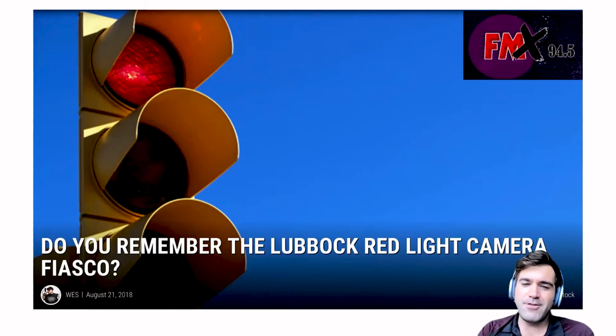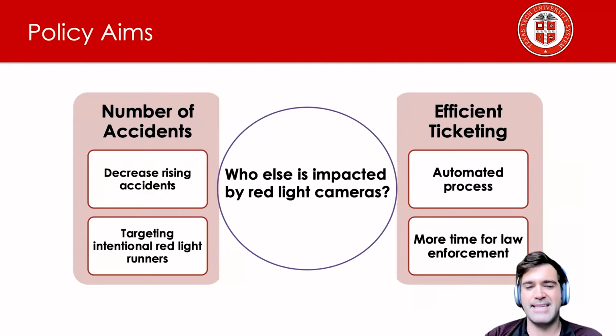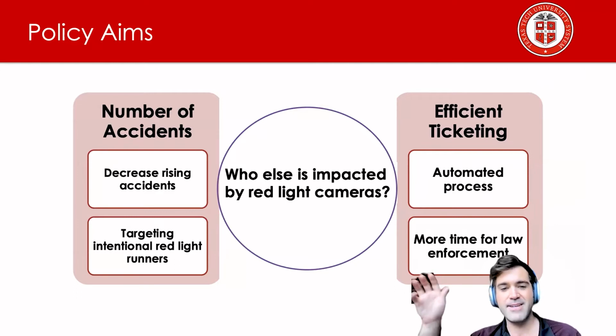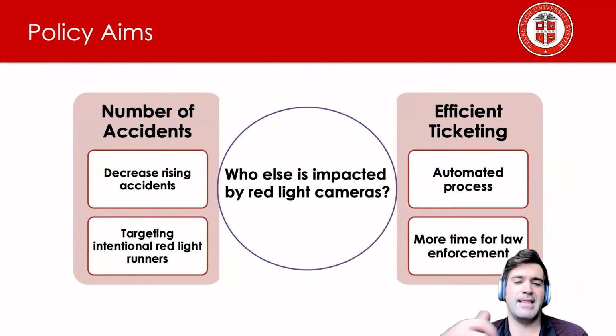Now, for those who don't remember or have never heard of what happened when Lubbock decided to roll out red light cameras, let's first start out by remembering that the whole aim of the policy, and this is generally true when we talk about policies in their creation and implementation, they begin with good intentions, right? So the whole point of the red light camera policy in Lubbock is that we wanted to reduce the number of accidents that were occurring because people were running red lights, right? And so by putting up red light cameras, we would be able to disincentivize perhaps people from wanting to run red lights, knowing that if they did, they would likely get a ticket in the mail.